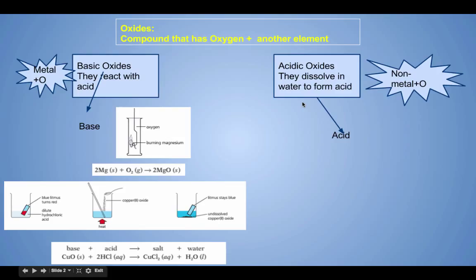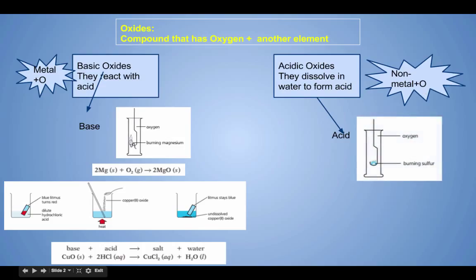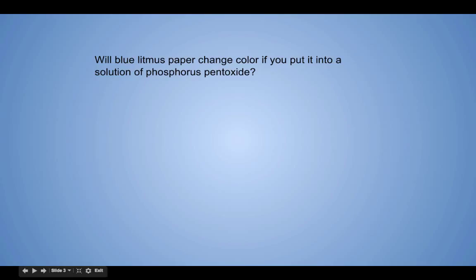Acidic oxides dissolve in water to form acid. Firstly, we have a non-metal combined with oxygen, remember? So for example, if I have sulfur burning in oxygen, that forms my gas. Or on the other hand, if I have carbon burning in oxygen, that forms my carbon dioxide. If I put it in water, that forms my carbonic acid. So that's a kind of acid as well. It's called carbonic acid.